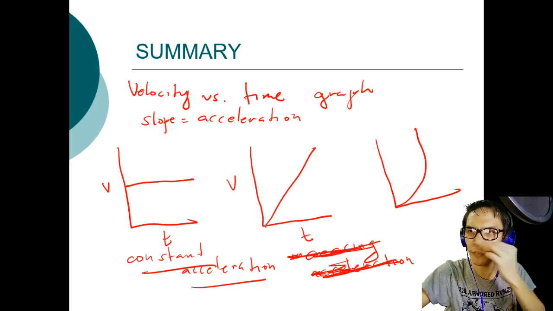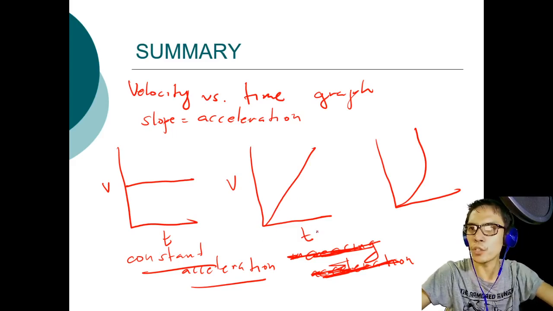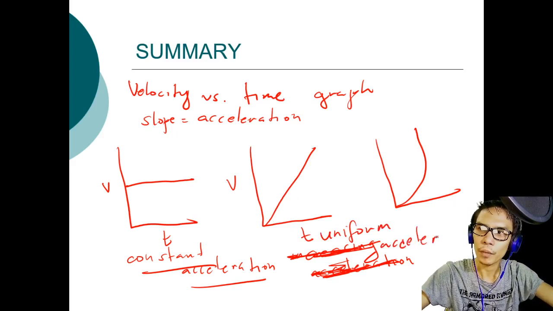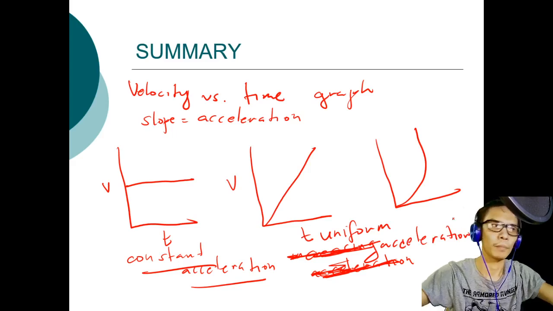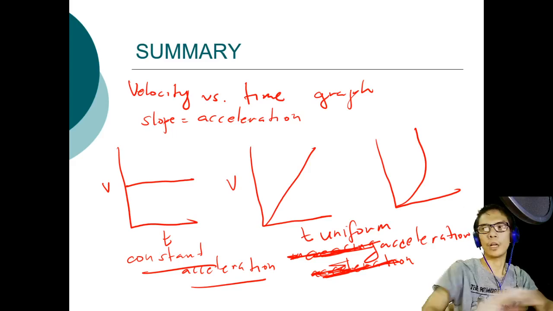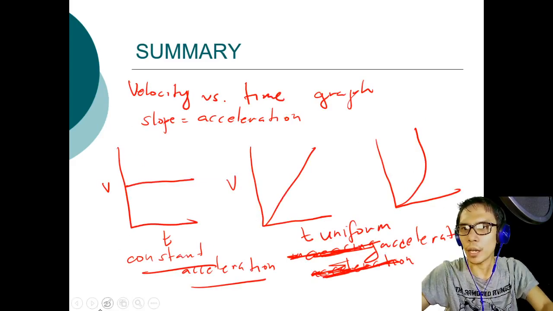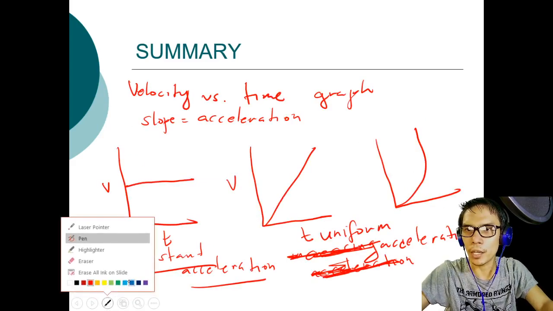If you have a velocity versus time graph that looks like a straight line that you have right here, this is a uniform acceleration. Uniform acceleration. Sorry for the technicalities here.